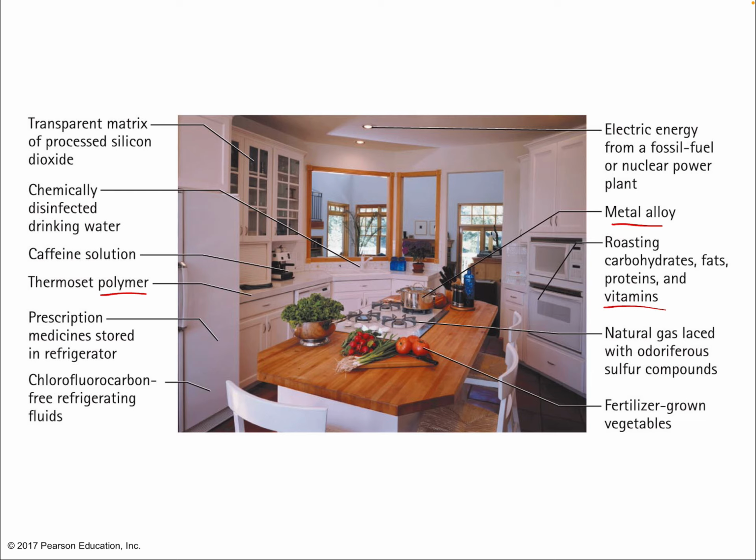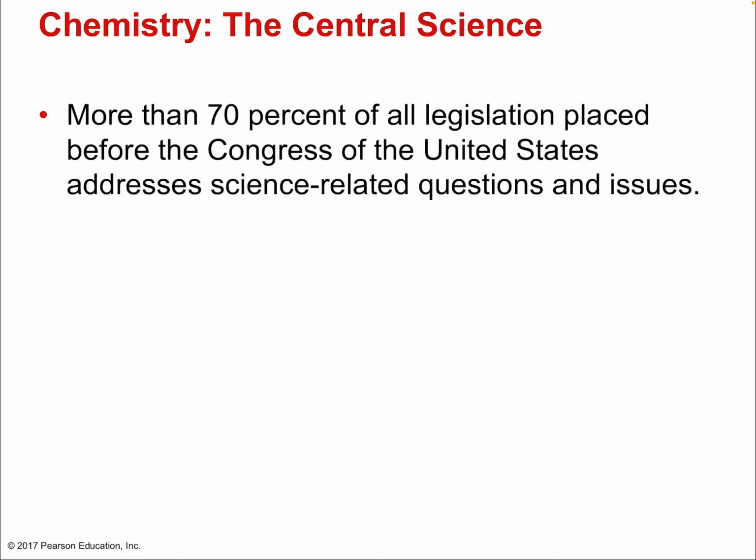We have natural gas laced with odoriferous sulfur compounds, because otherwise the natural gas would have no smell to it, which is dangerous. So we actually mix a compound in there so we can smell it. That way you know if the gas is leaking. And then we have fertilizer grown vegetables, because it's so important what chemicals we put into our farm soil in order to get our vegetables to grow well. And of course, we're ignoring the fact that the pesticides and the fungicides are also chemically derived compounds or materials that are so important for growing crops at the scale that we need to feed almost 8 billion people in the world. Okay? So chemistry is so important for really our sustained success as a species and civilization.